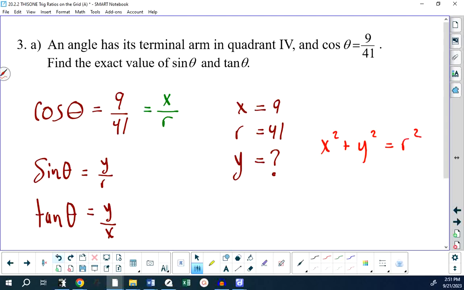Put in the numbers. I like brackets around numbers. 9 squared plus y squared equals 41 squared. I know you guys have used the Pythagorean theorem for years, but just to remind you, sometimes we add the squares together and then take the square root. Sometimes we subtract the squares, then take the square root. When you're finding the hypotenuse, you add them. When you're finding a leg, which is a non-hypotenuse, you subtract.